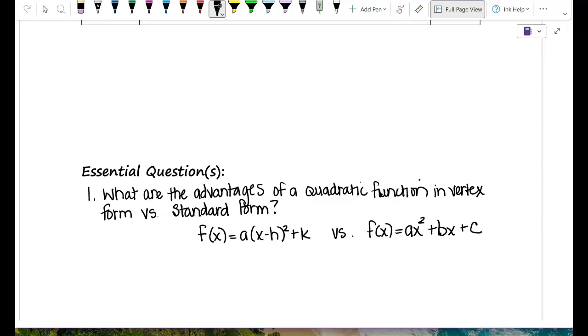We've done a lot of work with the vertex form on the left. This unit, most of our work is going to be done in standard form on the right. We will learn in this unit how we can go from standard form to vertex form. There's a little bit of math that we have to learn to make that happen. And there are advantages to each form, and it depends on what you are trying to do.